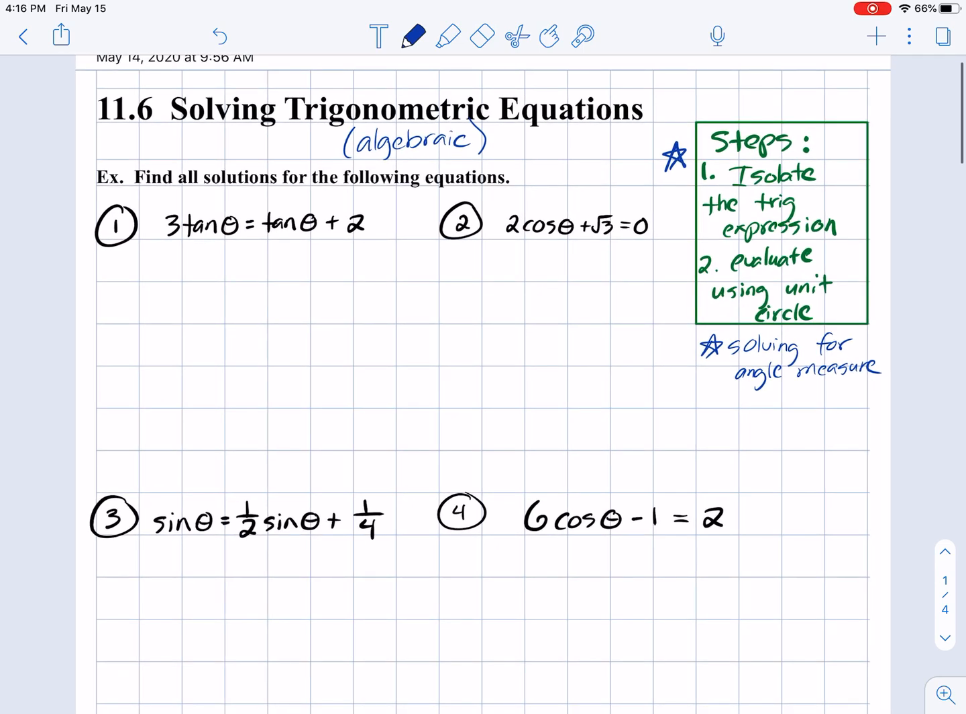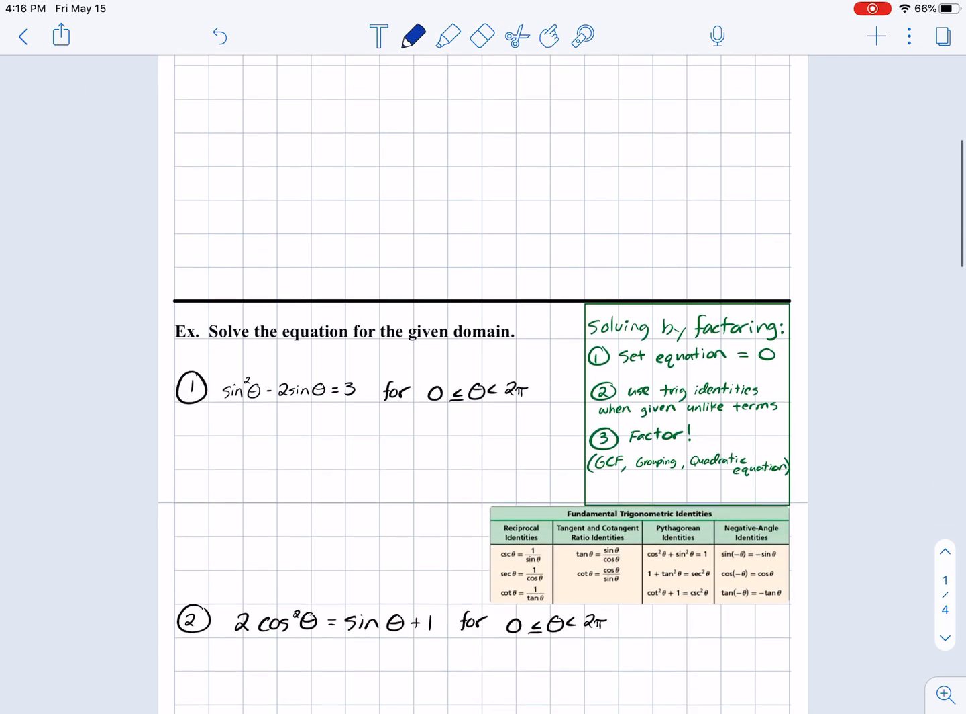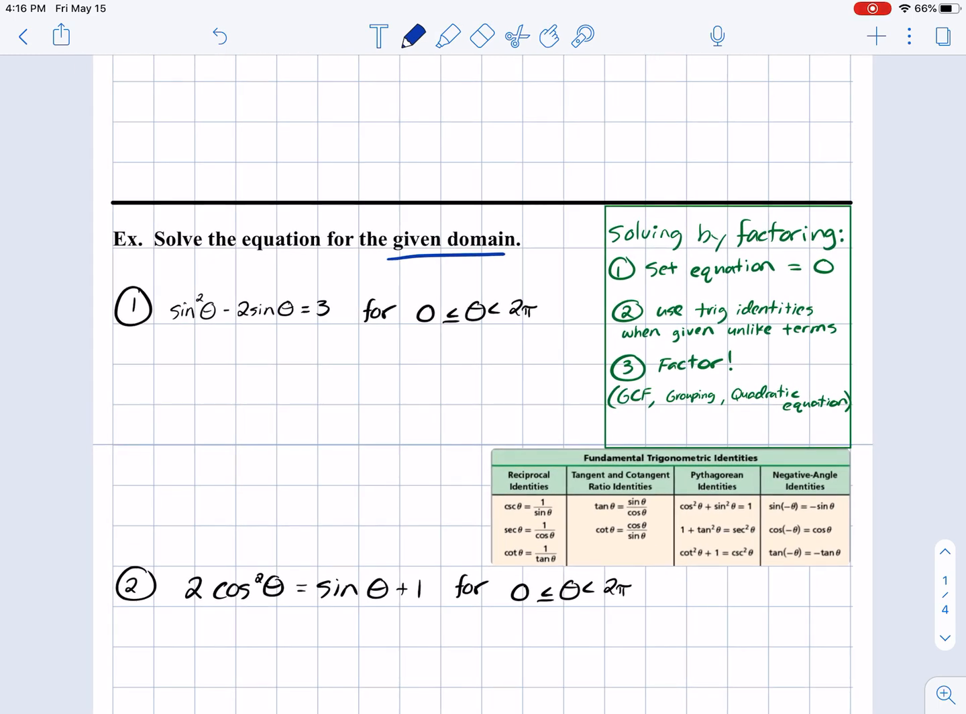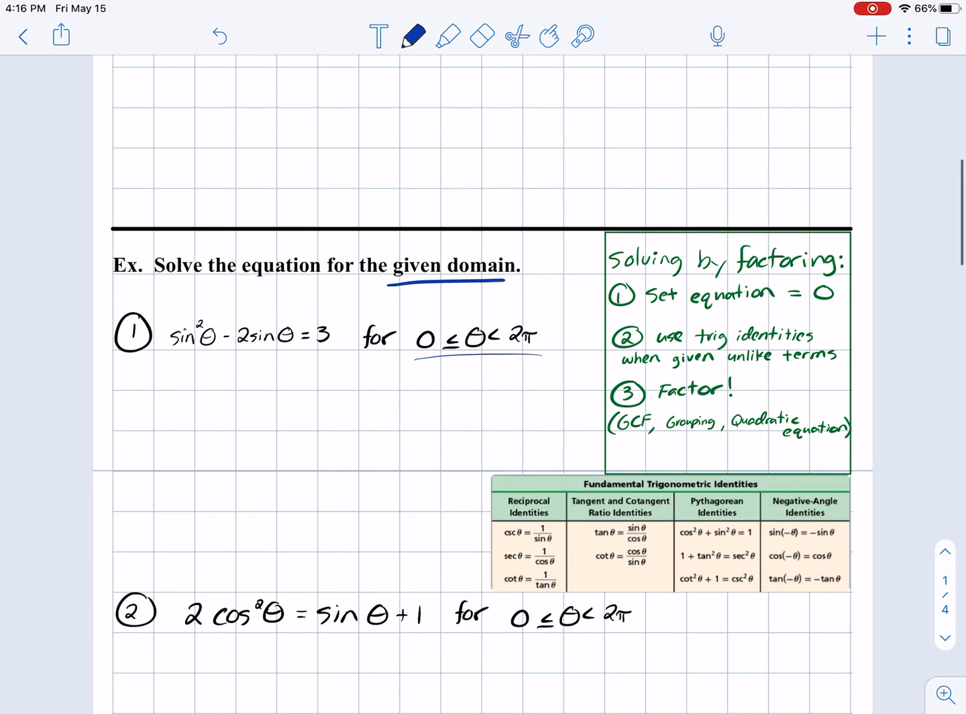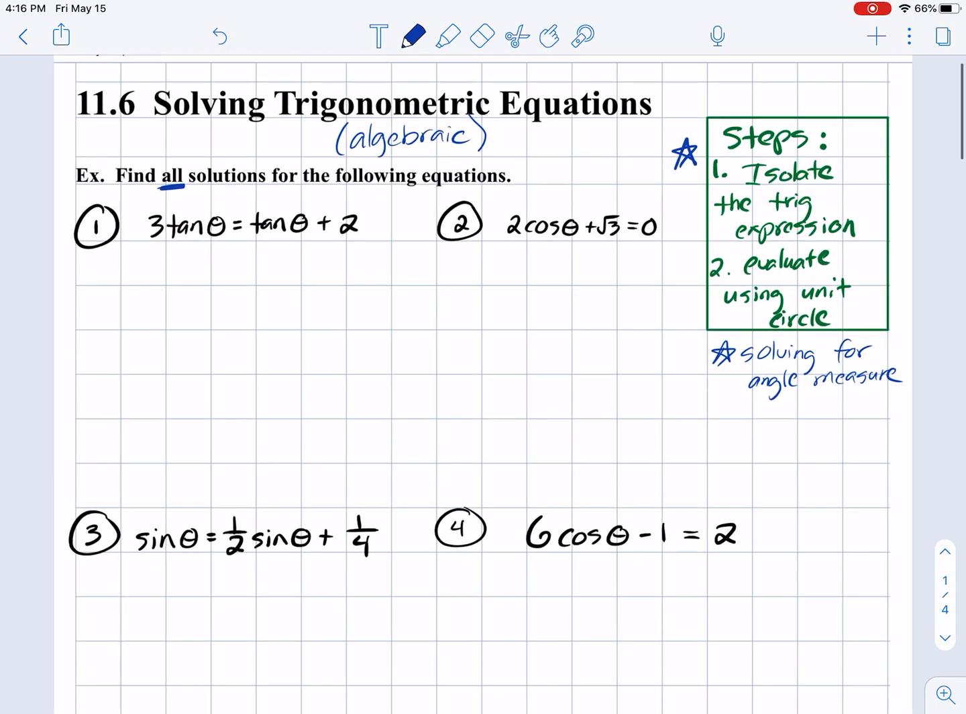Just want you to notice the directions here for numbers 1 through 4 say find all solutions. When we move on to some more complex equations, it's going to be solving the equations for a given domain. And you'll see that domain in these examples when we get there. And I just put a couple different steps there to help you out. Okay, let's start on numbers 1 and 2 though.